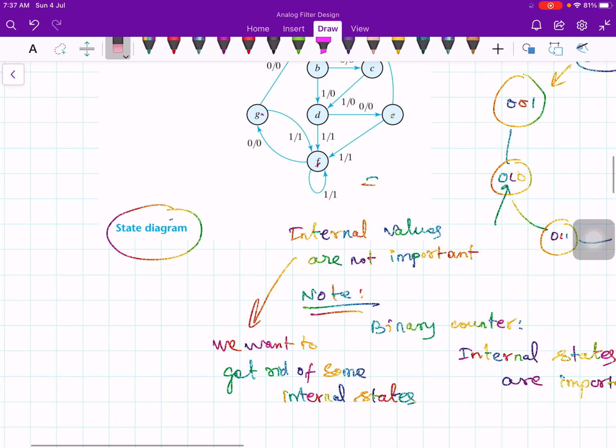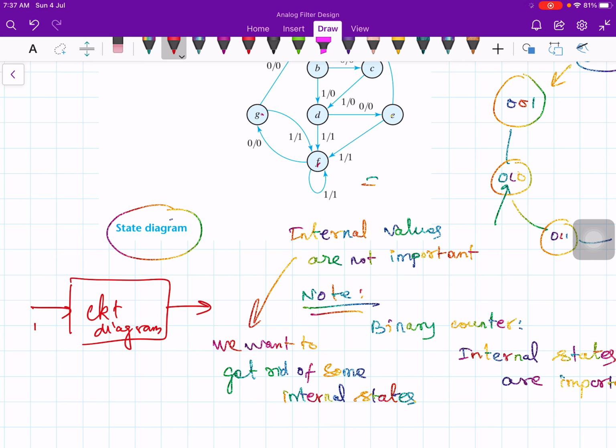I can represent it as a circuit diagram, and this is my input sequence, and here the output sequence. So 1 0 1 1 0 1, like this I am giving.